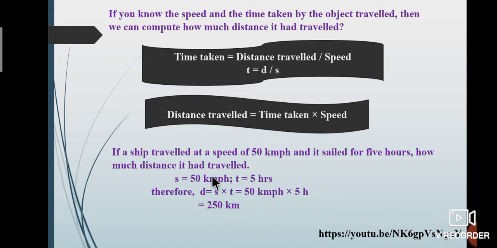Yes, speed S is equal to 50 km per hour. Time T is equal to 5 hours. Therefore, D is equal to S into T. 50 km per hour into 5 hours is equal to 250 km. So, the ship traveled 250 km.